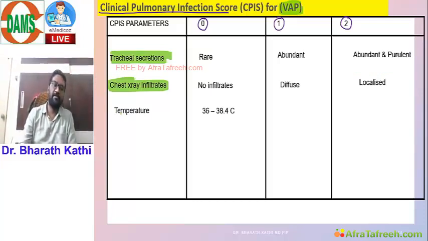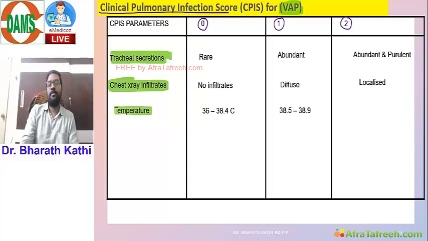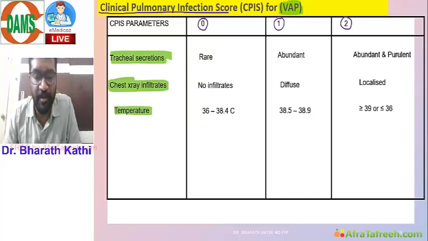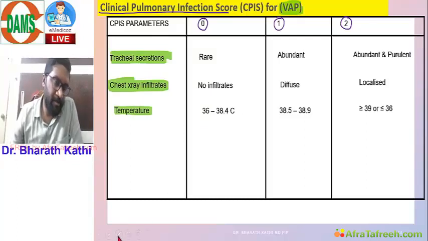Then temperature, fever. If the temperature is within normal limits, nothing to worry. If it is 38.5 to 38.9, the temperature has increased, fever is there, 1 point. Now hypothermia or hyperthermia, more than 39 or less than 36. If the patient has developed hypothermia, it is a bad phenomenon.